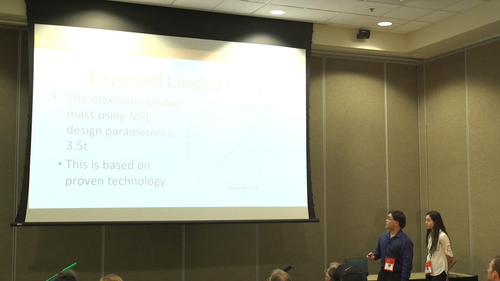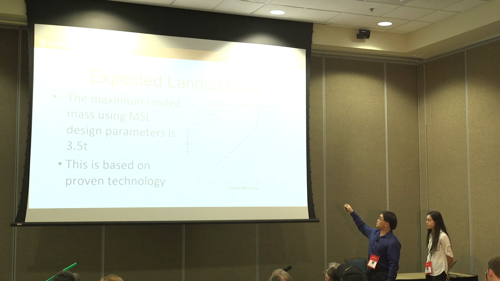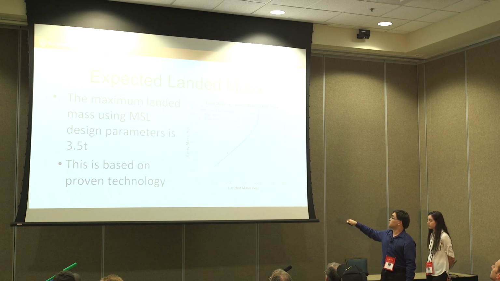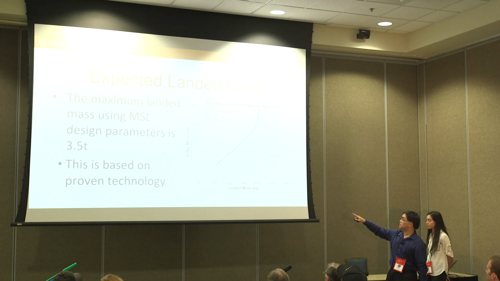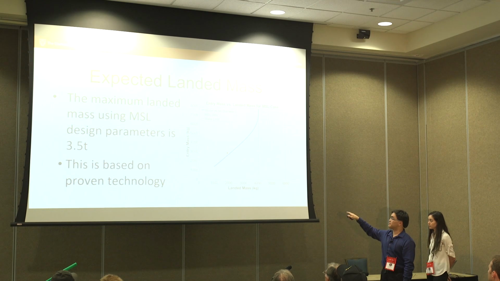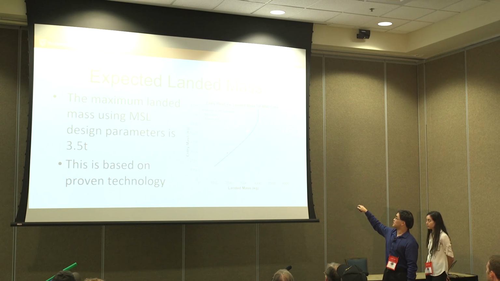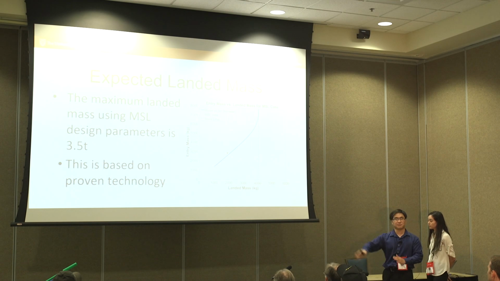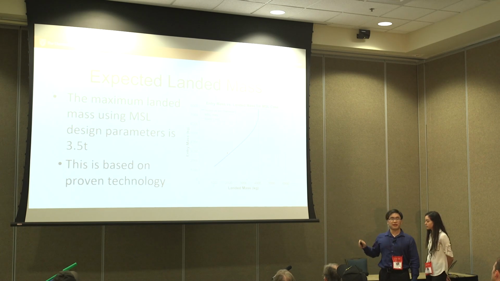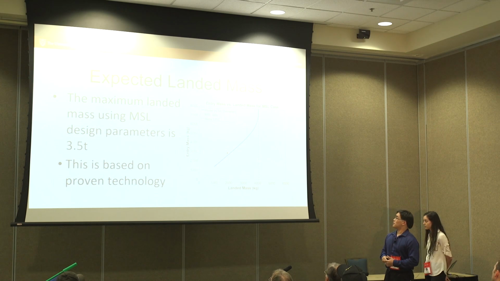For MSL, the entry mass you can see right here with that red dot. We use that as a reference point, and then using those equations, we were able to iterate through and find a relationship between entry mass and landed mass. As you can see, our curve lines up pretty well with what we predicted for MSL. But once we get to 3.5 tons, the linear relation stops, and we get an exponential jump in entry mass. So we said that our limit for current technology using MSL specs was about 3.5 tons that we could land on Mars. Obviously there's this limit right here that we can't go past.